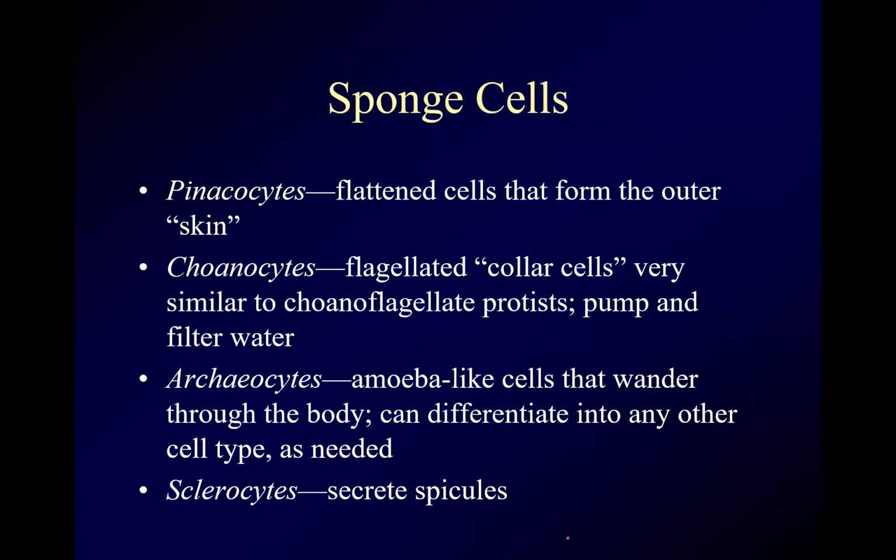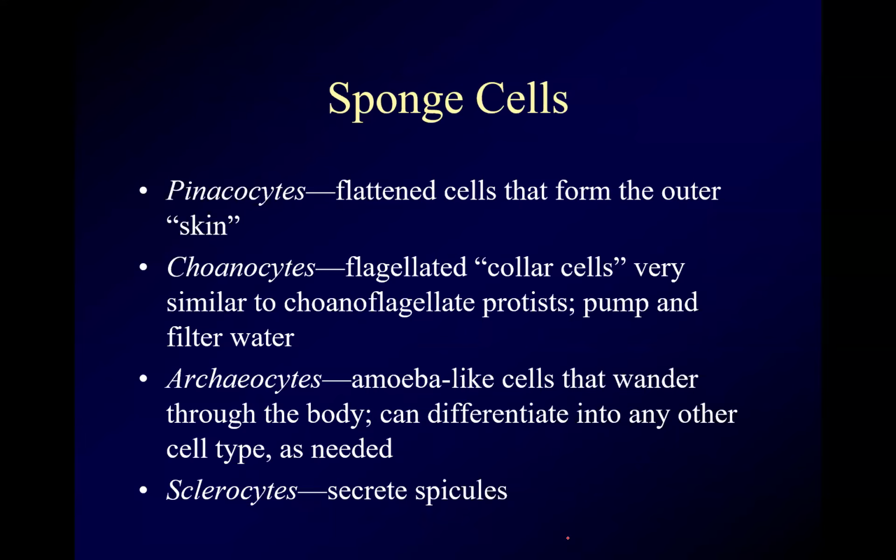There's other types of cells in a sponge as well. Pinacocytes are flattened cells that form an outer layer, an outer quote skin, although it isn't really the same as the skin of more complex animals. The choanocytes you've just seen, those pump and filter water.